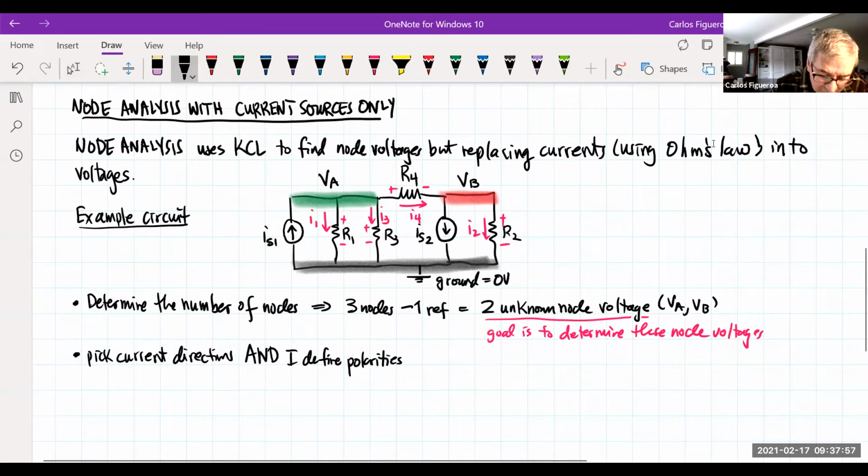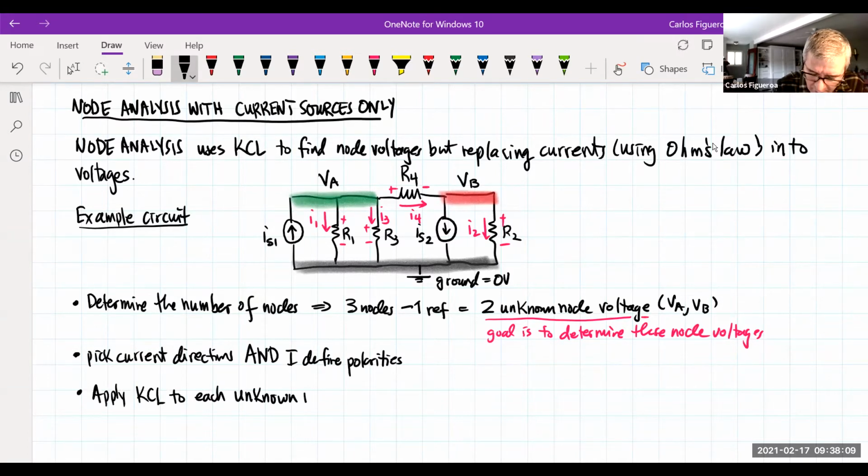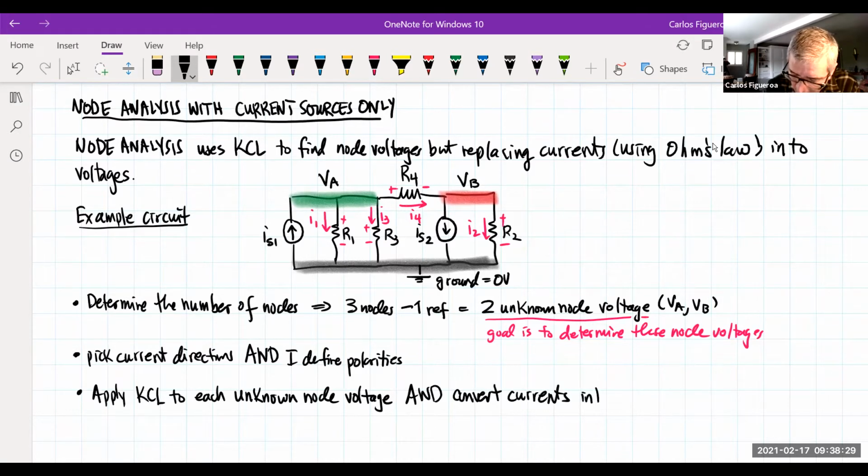So then the next thing I'm going to do here is apply KCL to each unknown node voltage, and convert currents into voltages. Let me be careful. Node voltages. Okay? So let's go do that.